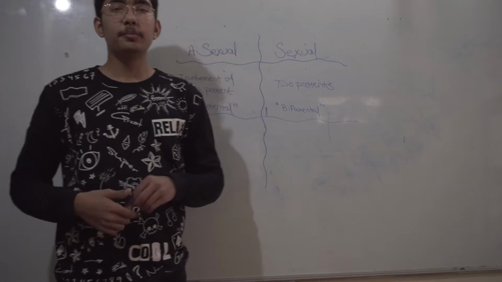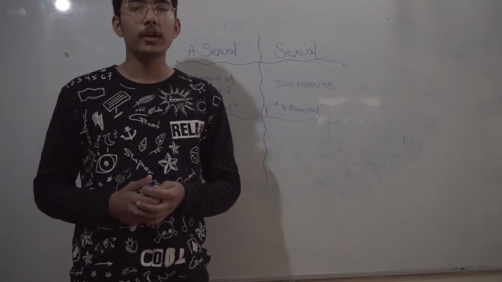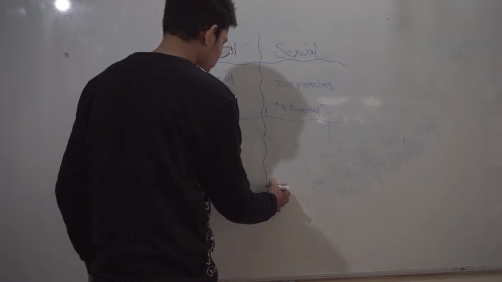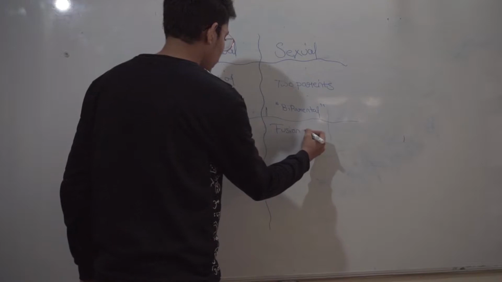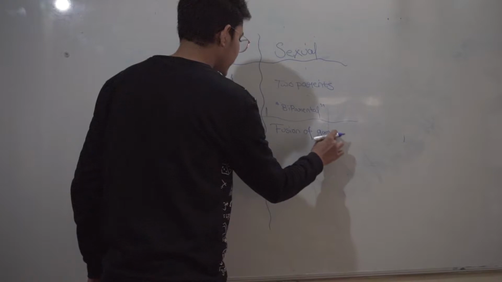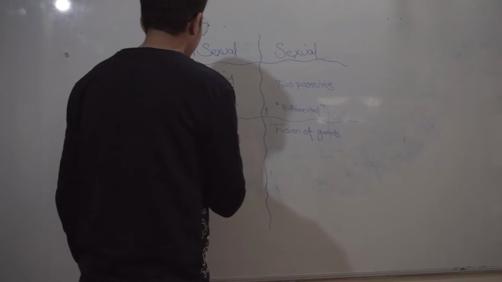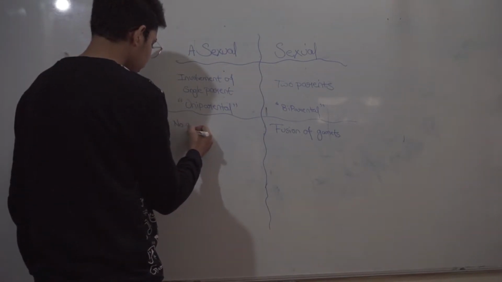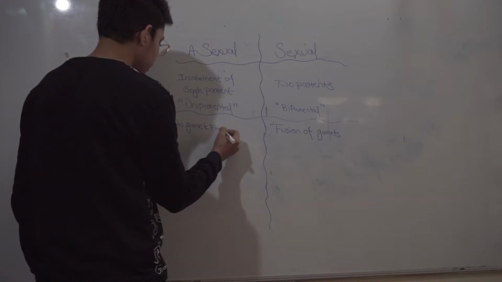You might have studied in the previous classes that in sexual reproduction there is fusion of gametes. What are gametes? They are the sex cells of organisms, and in asexual reproduction no gamete formation occurs.